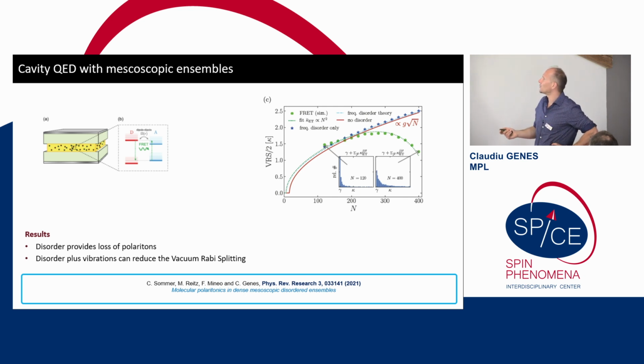This is the basis of our model, and the short story is that we showed that the vacuum Rabi splitting for a disordered mesoscopic ensemble of molecules saturates at one point, so it doesn't follow the square root of N, right? And I've seen previously also in Toabro's talk that there's also a scaling like that. So it saturates at one point, and it can even go down with the number of particles.